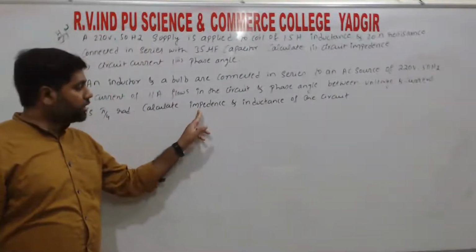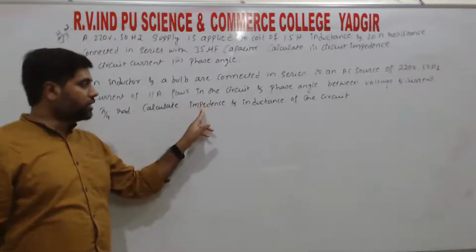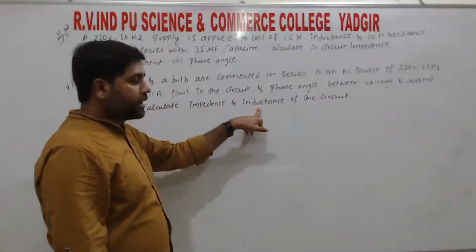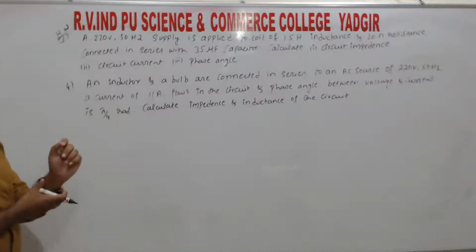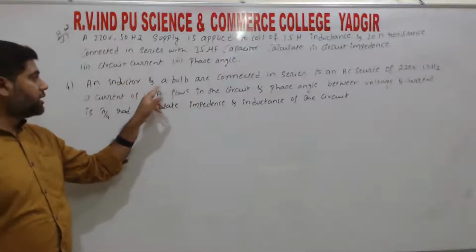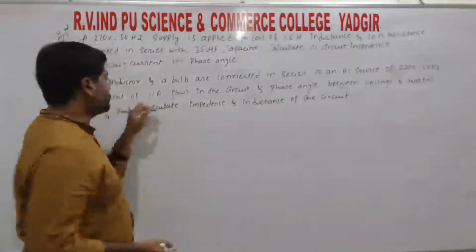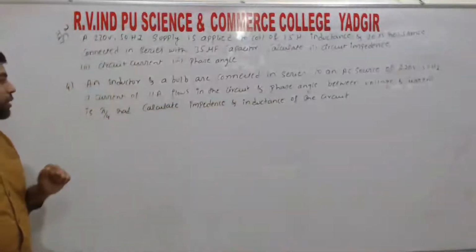So impedance is the total overall resistance of the series components. Inductance is the resistance only in the inductor, right? So we need to find the impedance and inductance. They mention an inductor and a bulb are connected in series with the AC source of 220 volts. Current flows in the circuit. The phase angle between the voltage and the current is pi by 4 radians.